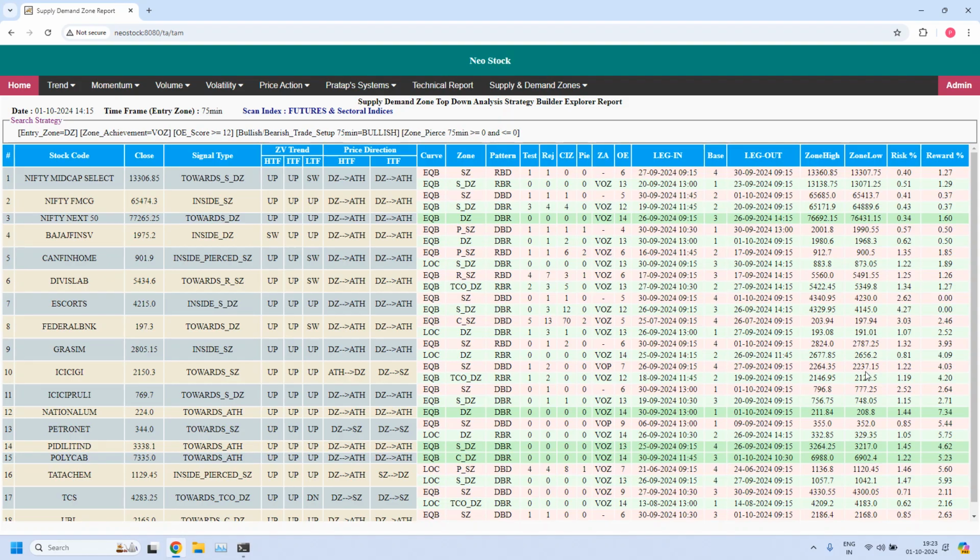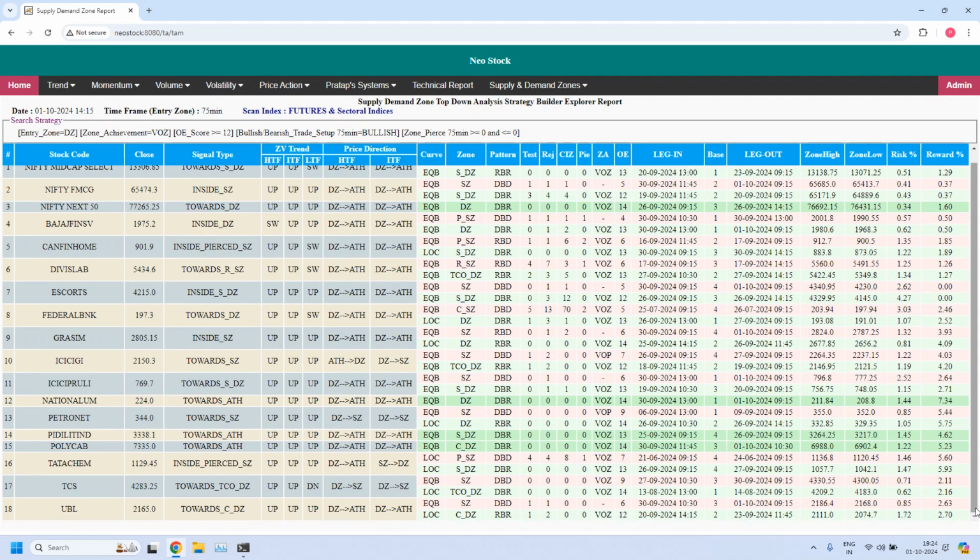We got around 18 or 19 stocks. 18 stocks maybe. I am scrolling the list down. Yeah, 18 stocks are filtered. All these 18 stocks are currently supporting bullish trade setup for weekly income trade, that is entry time frame 75 minutes.